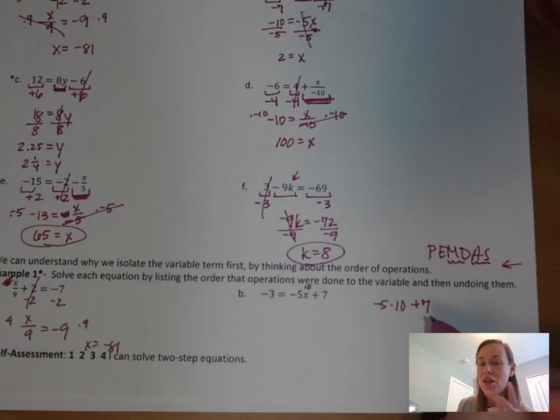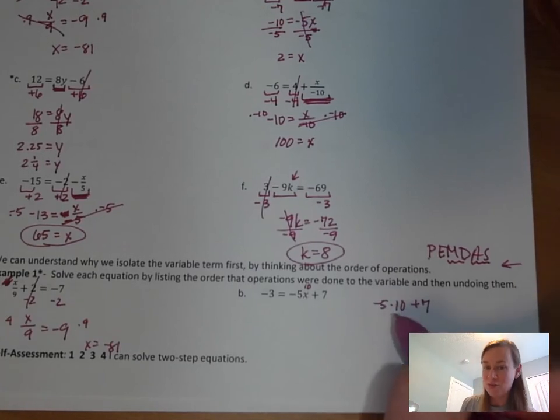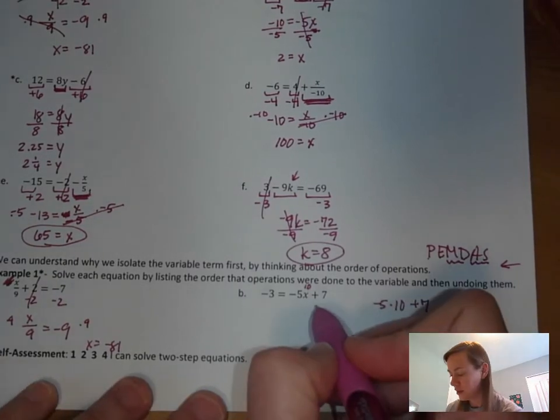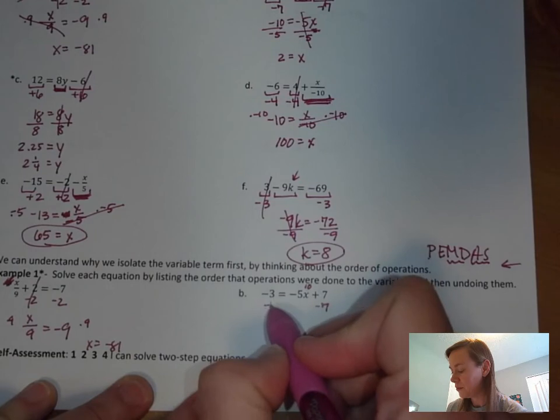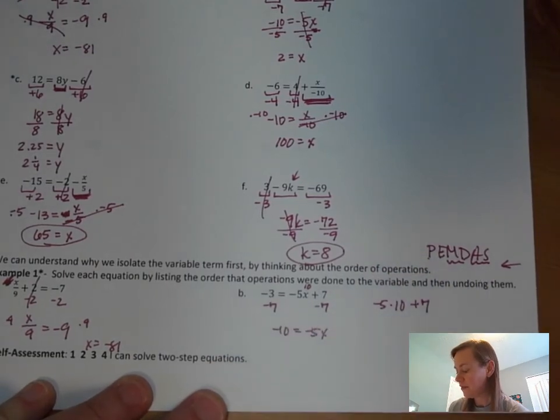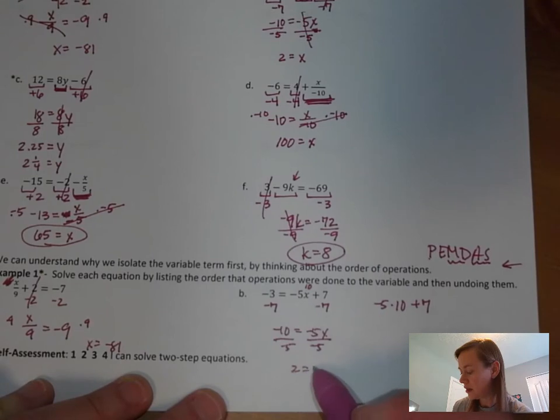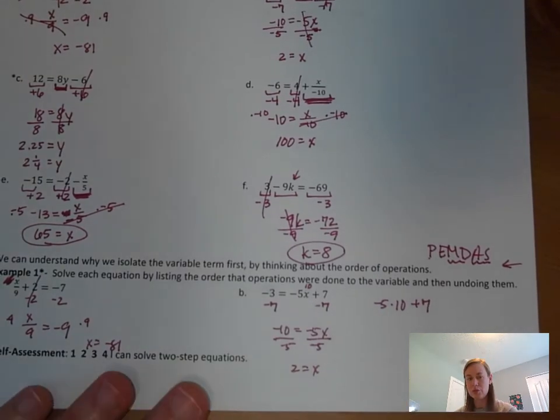When you're solving the equation, everything goes in reverse. So we're going to undo the adding first and then undo the multiplying. So that results in us going -7 on both sides. And then that just equals -5x. And then let's undo the multiplication by dividing. And you get x equals 2.